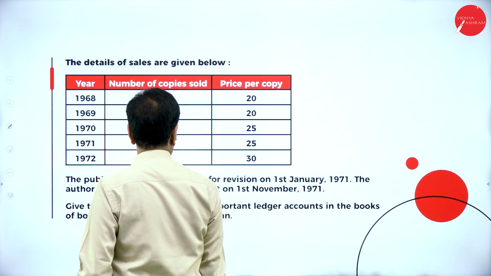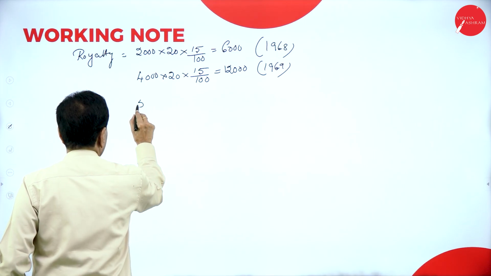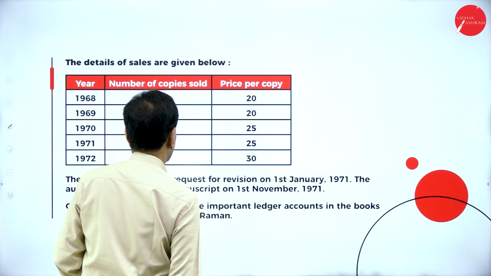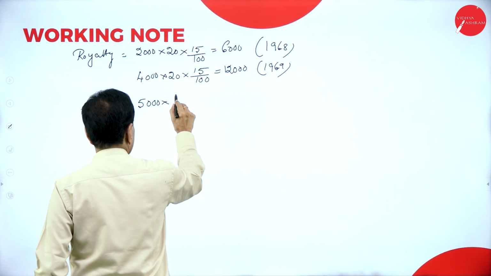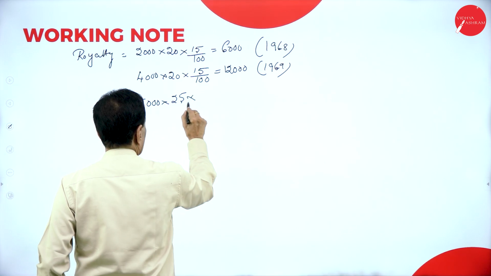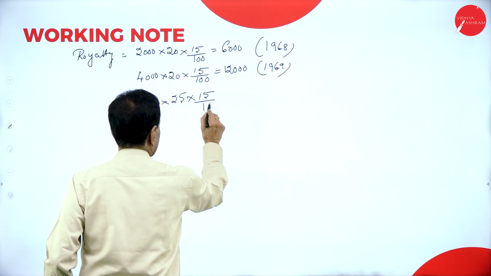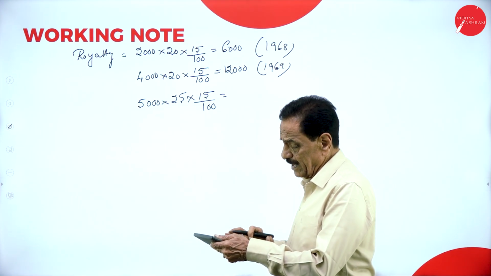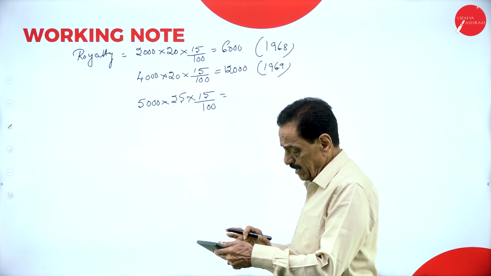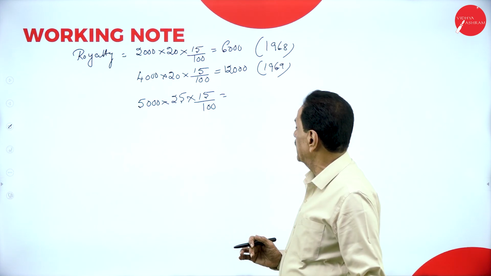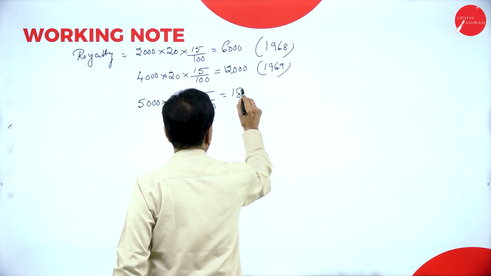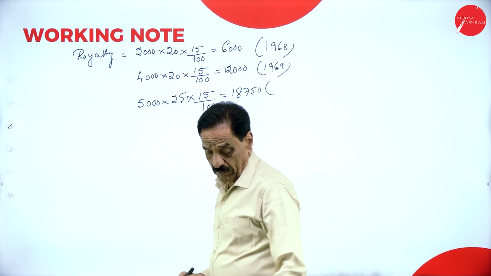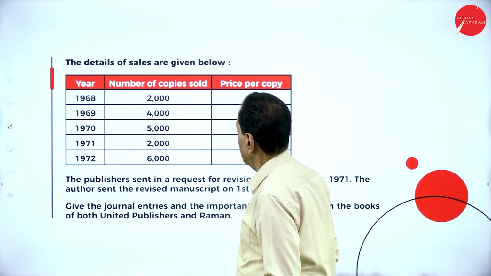Next, 5,000 into 25 into 15 by 100. 5,000 into 25 into 15 divided by 100, 18,750. This goes to 1970.